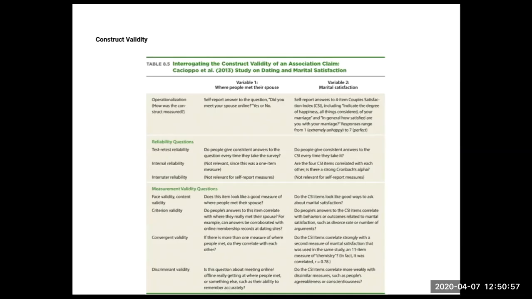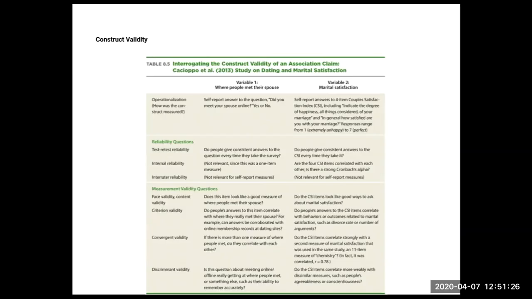For the CSI, from variable 2, do the CSI items correlate strongly with a second measure of marital satisfaction that could be used in a study? There are probably other types of ways of looking at marital satisfaction, maybe a measure of chemistry. In fact, it was correlated 0.78, pretty good correlation. Remember, above 0.5 is considered a strong correlation.